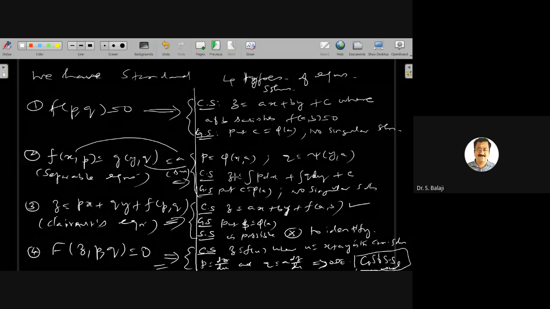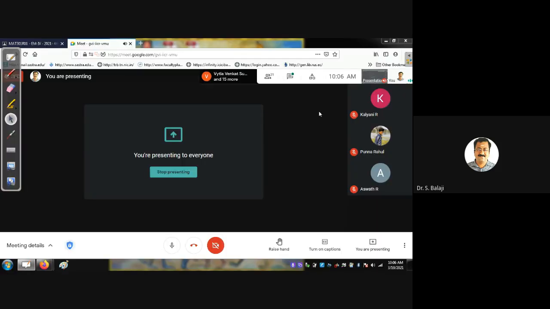And these are the four standard types of first order nonlinear PDE. First order nonlinear, with p and q only, but p square, q square, that is possible. P cube, q cube, that is also possible here. But the order is always one here. That will be the idea we can follow. I think all of you remember these ideas here.